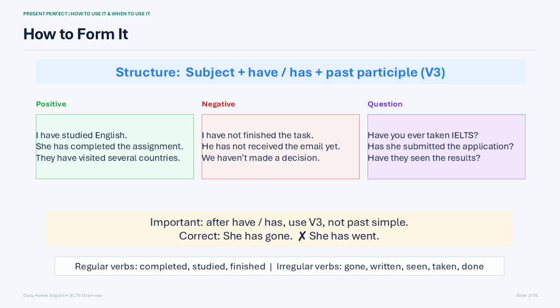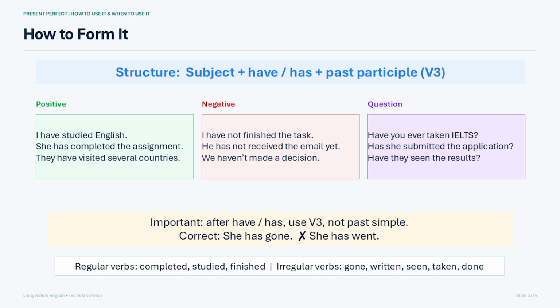For questions, we change the order. Have or has plus subject plus past participle. For example, have you ever taken an IELTS exam? Has she submitted the application?